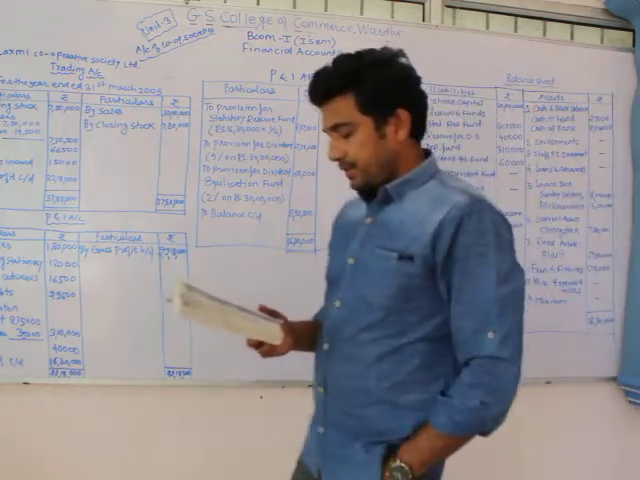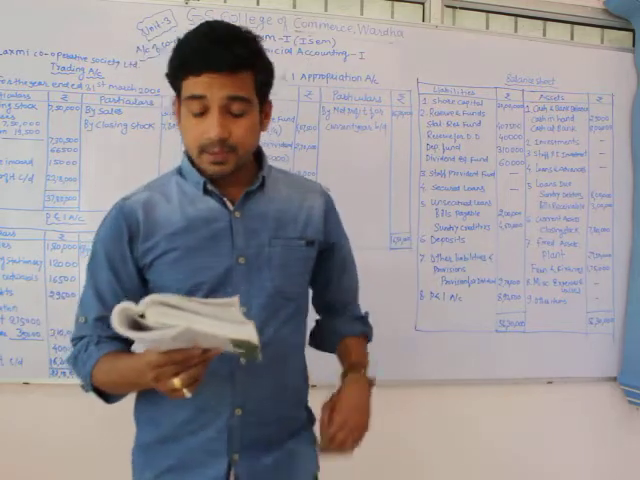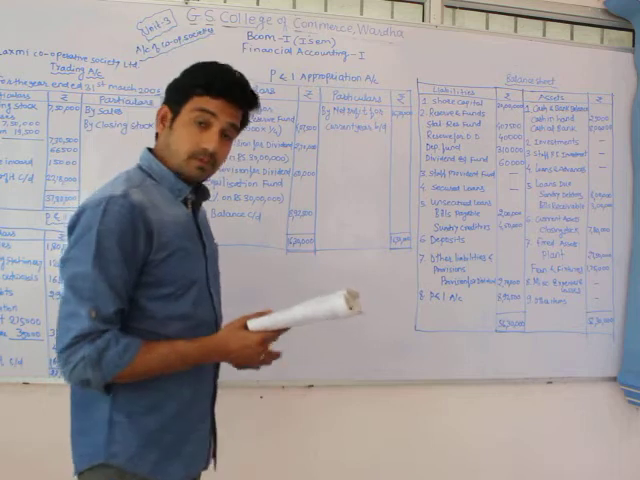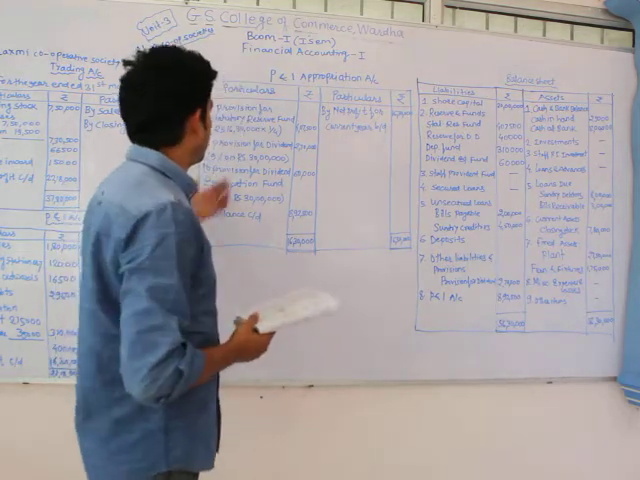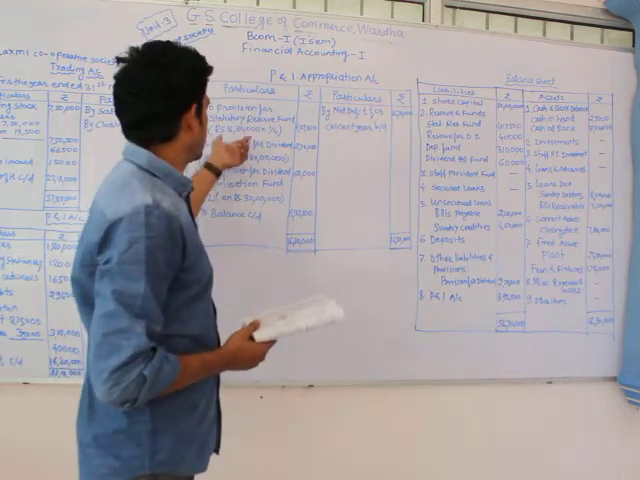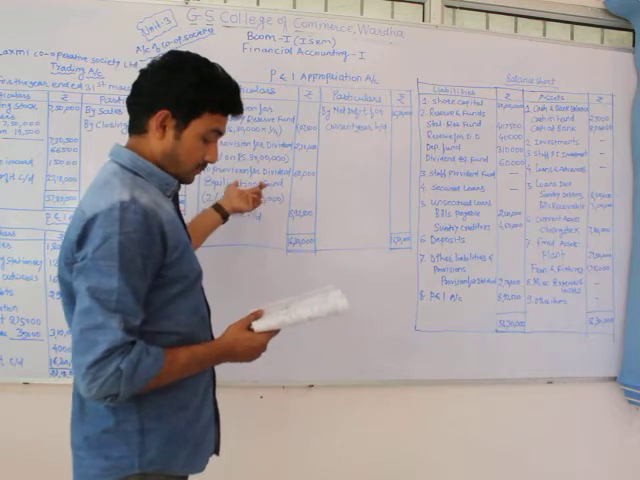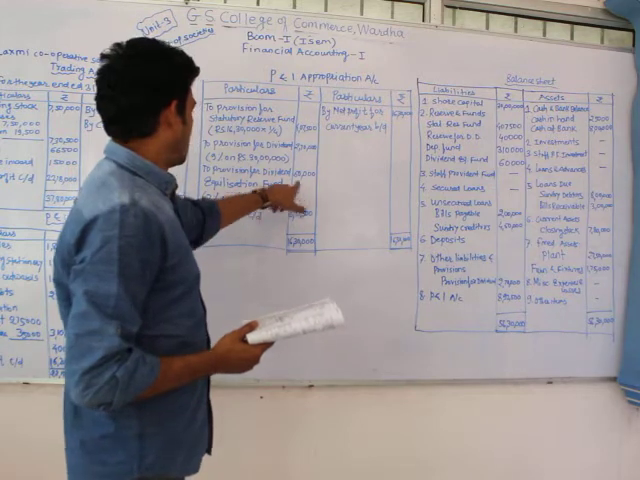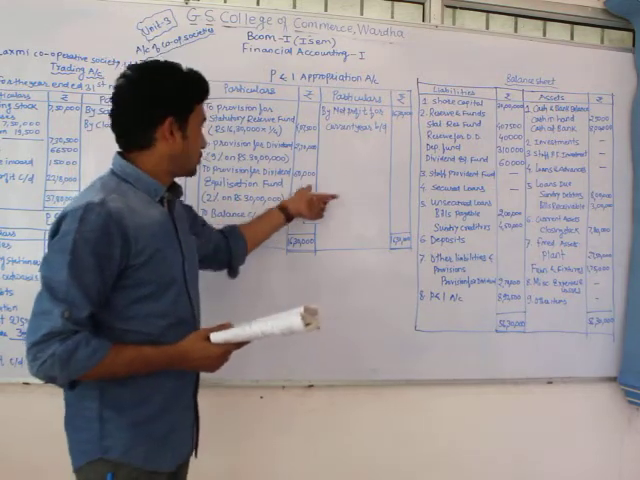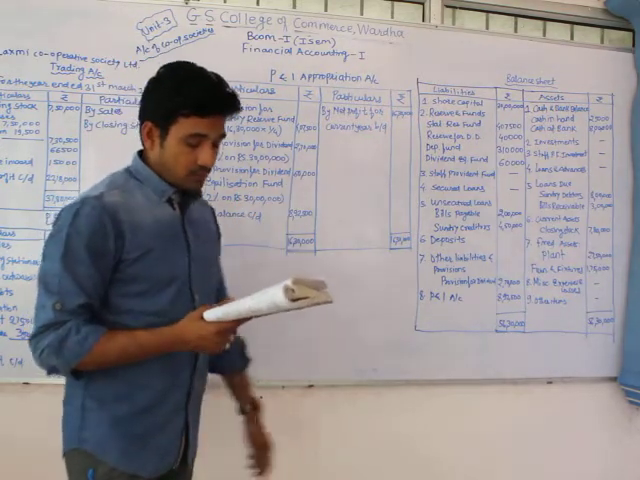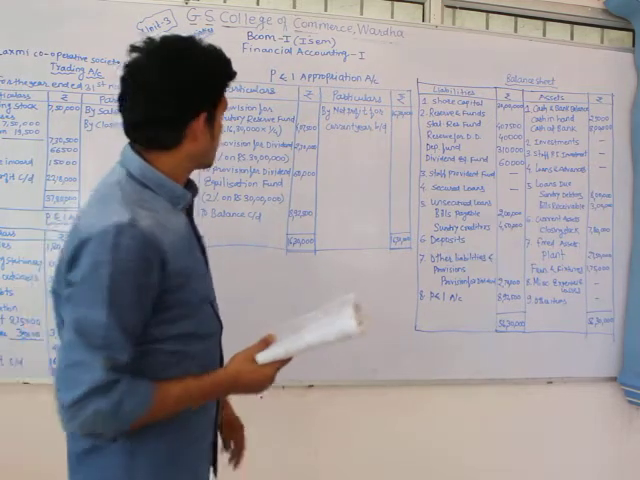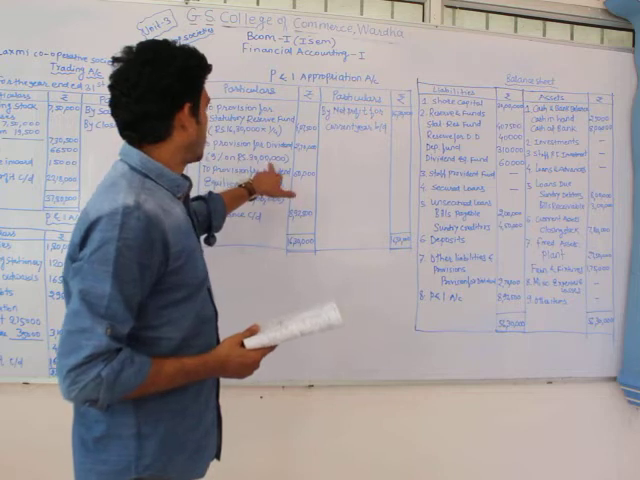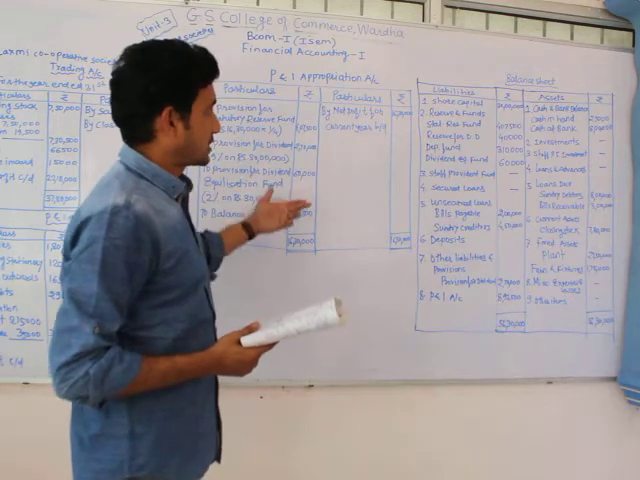Then provision for dividend equalization fund at the rate of 2% on share capital. So we have to make a provision for the dividend equalization fund at the rate of 2%. 2% on 30 lakhs, so it is 60,000. Provision for dividend is to be made at 9% on share capital. Here we make a provision for dividend of 9% of 30 lakhs, because 30 lakhs is the share capital.